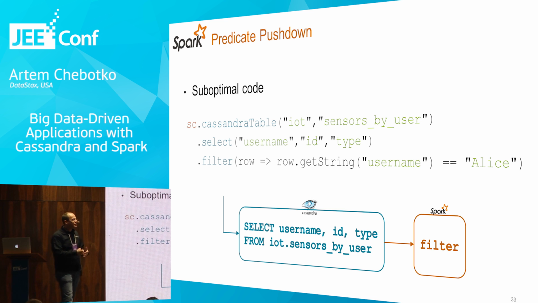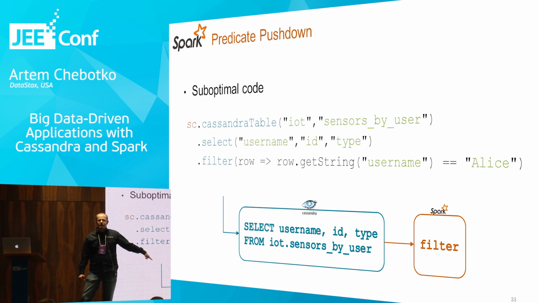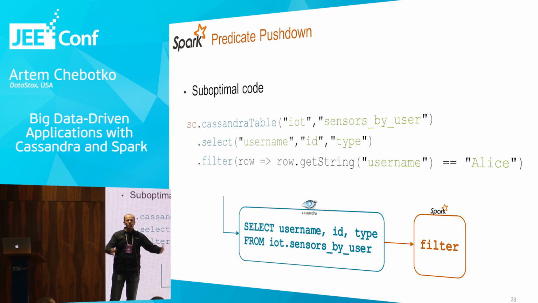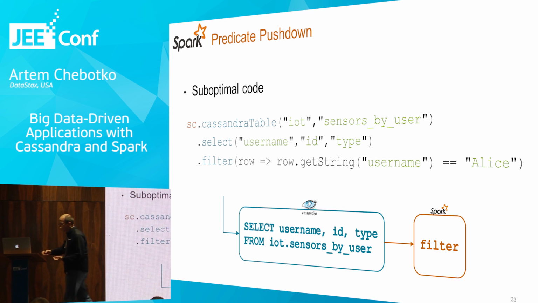Now I'm going to change this example a little bit. I'm going to use this filter. I only want to keep the rows where username equals Alice. Looks good, right? The filter is a transformation in Spark. So after you select data with CQL, you execute the filter with Spark. However, this is not the most efficient approach. The reason is that this query is going to retrieve all the data from your table, and then you give it to Spark, and then Spark is going to filter that.